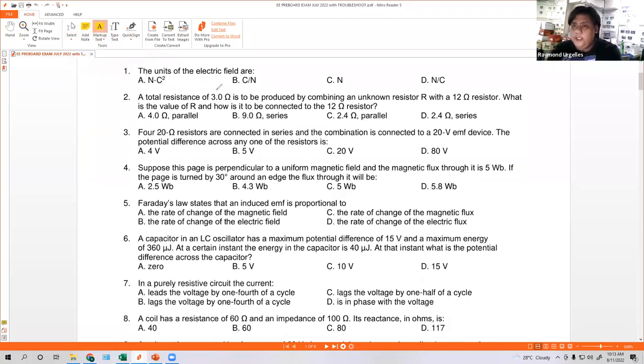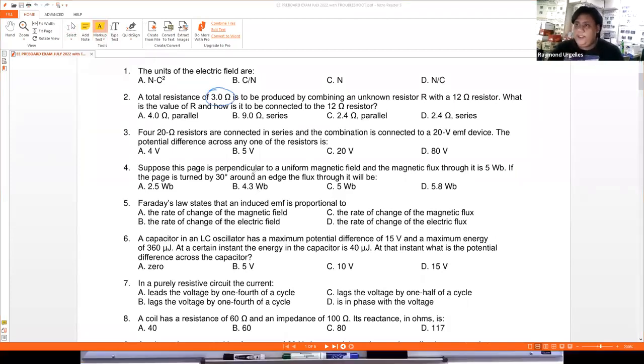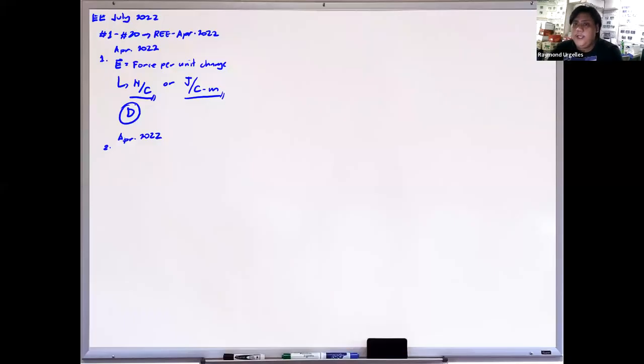So again, as you can see here, this is 3 ohms, diba? And again, this is to be produced, diba? By using an unknown resistor R saka 12 ohm. Pero again, makikita natin dito na yung total resistance natin na to mas maliit dun sa 12 ohm resistor. Okay? Okay ba? So ibig sabihin, since 3 ohm, this the total resistance is less than 12 ohm. Diba? So alam natin na yung R saka yung 12 ohm resistor natin are connected in parallel.